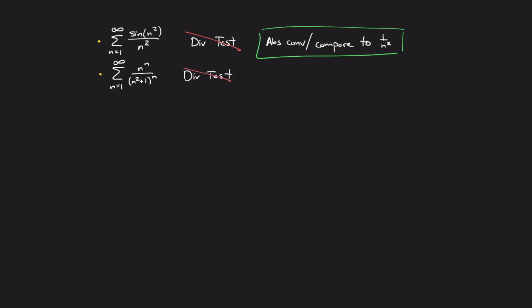For the sum of n to the n over n squared plus 1 to the n, the divergence test again doesn't work, but we see that we can write each of the terms as something raised to the nth power, which tells us that the root test may be a good idea, and that turns out to work.